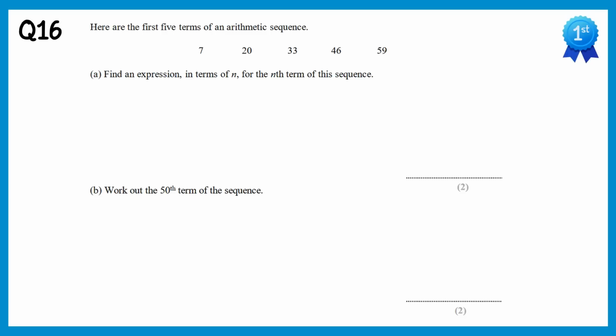For this question we have a sequence. You should notice that to get the next term you always add on 13. This means the nth term will start with 13n. Now I'm going to write the 13 times table above the sequence and think about how I get from the 13 times table to my sequence.